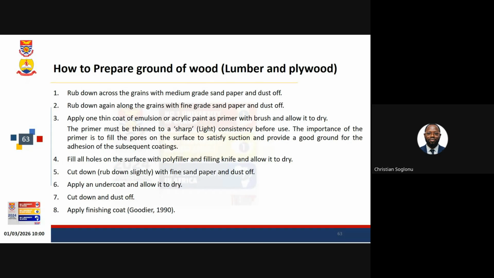So apply an undercoat and allow it to dry. So you come in again with your emulsion paint that you think you are going to use. It can be a light color. Then you coat the surface with that light color and allow it to dry. That is after you are done sandpapering and dusting off those particles from the surface.